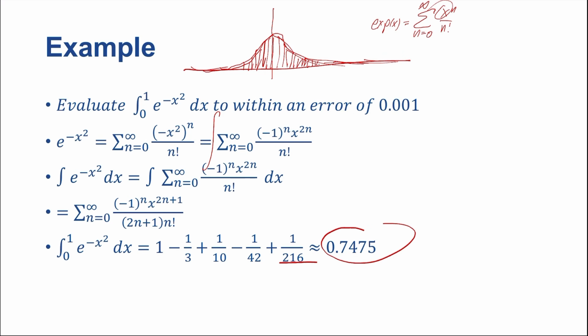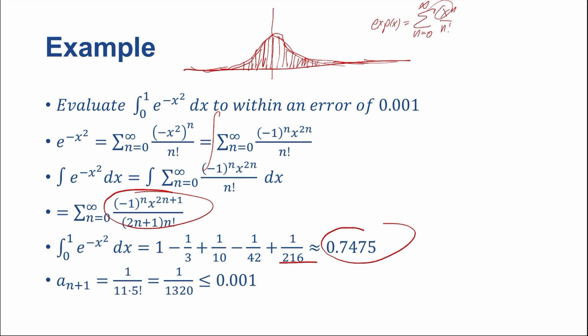So now all we need to do is plug this into the alternating series remainder theorem. So that says that we are going to make sure that the next contribution is smaller than our error. So the next contribution to our sum would be 1 over 11 times 5 factorial per this formula here. And that is equal to 1 over 1320. That 1/1320 is less than 0.001. So that means that we've estimated our value of this integral between 0 and 1 to within 3 decimal points.